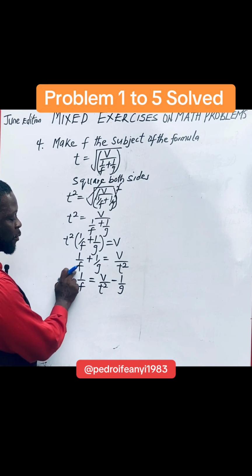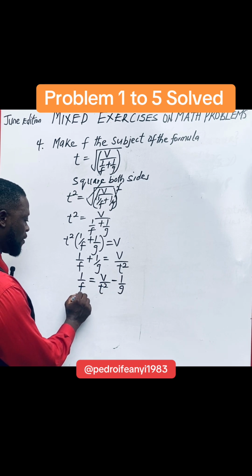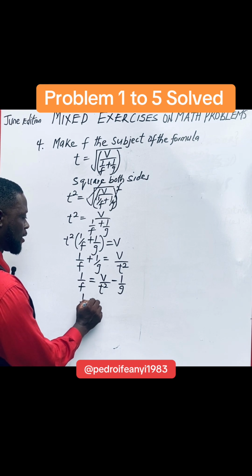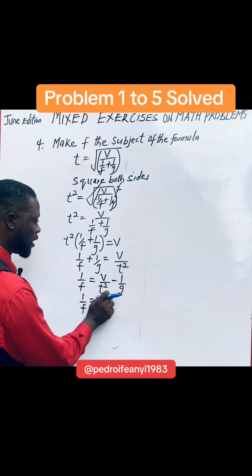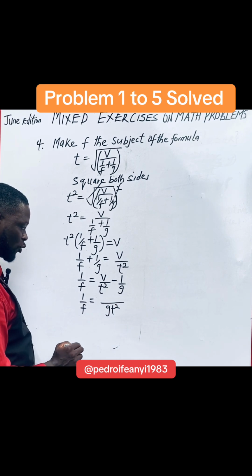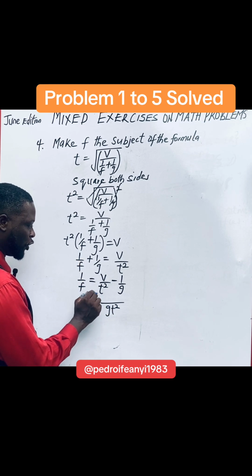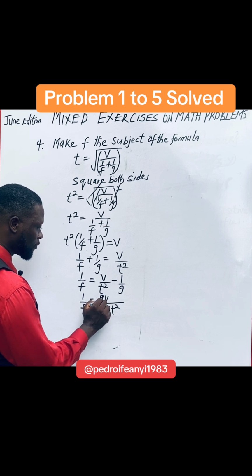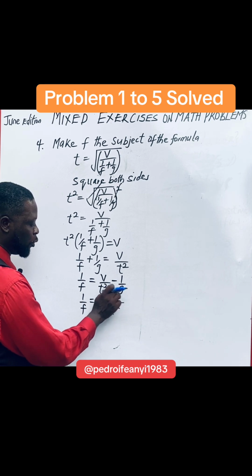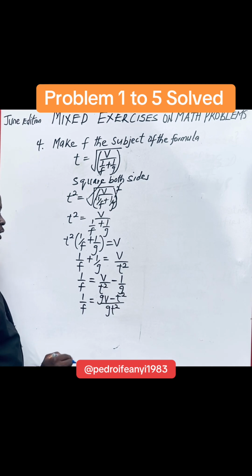But for us to take away this fraction, we need to simplify this. So we have a 1 over f. So let's simplify this. So the LCM of these two is gt squared. So gt squared into t squared will give us g. So we have gv. Gt squared into g, we have t squared. So here we have t squared. All right, minus t squared.